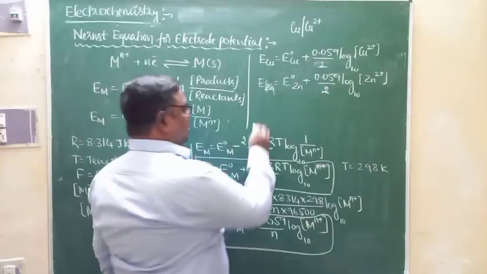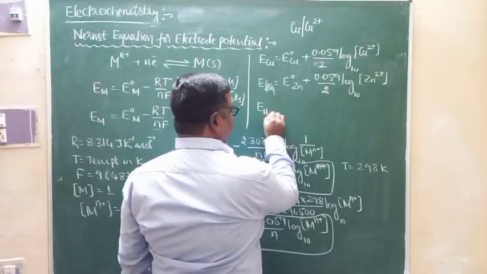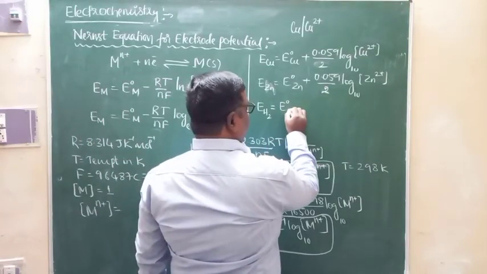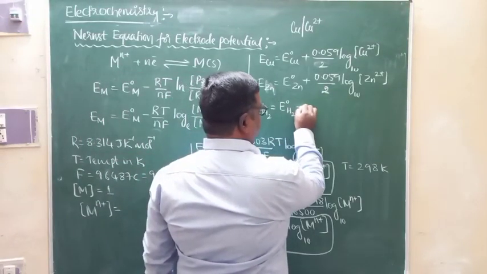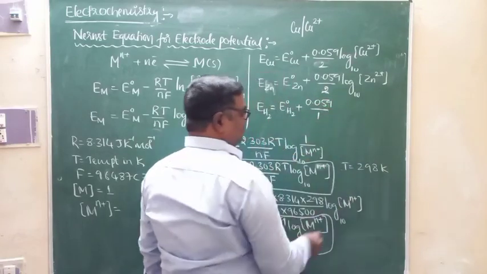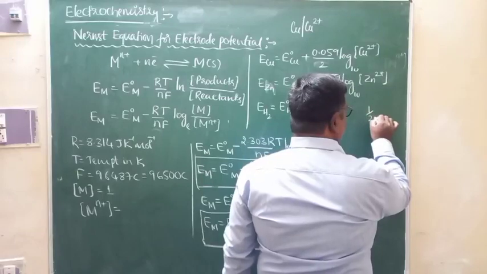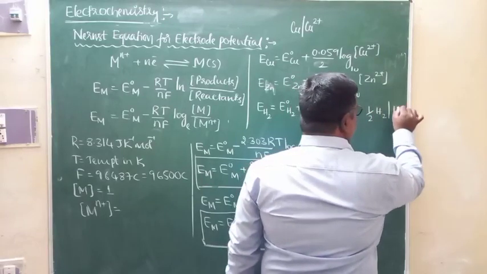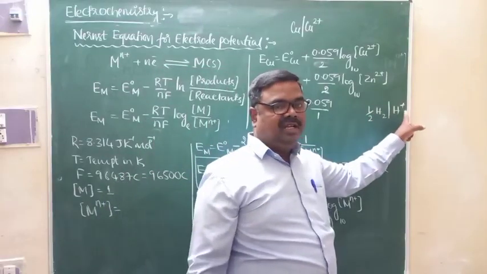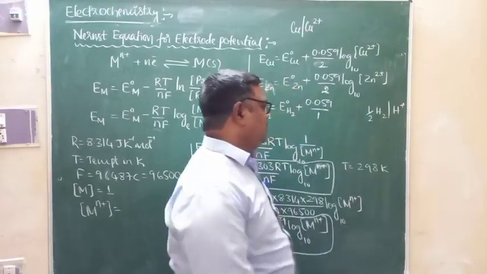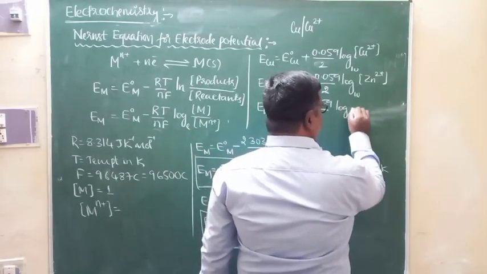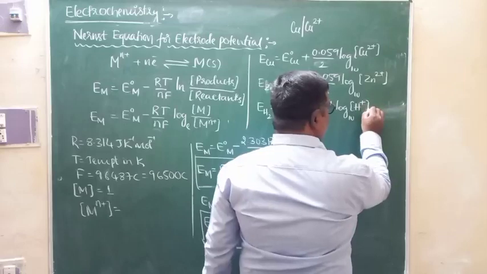Right? I can write Nernst equation for hydrogen electrode. That is E of H2 is equal to E naught of H2 plus 0.059 divided by 1, because for hydrogen electrode it will be half H2 bar H plus. For hydrogen electrode, hydrogen is in touch with H plus ions. Charge of H plus is 1, so n is equal to 1, and log to the base 10 of molar concentration of hydrogen ions.